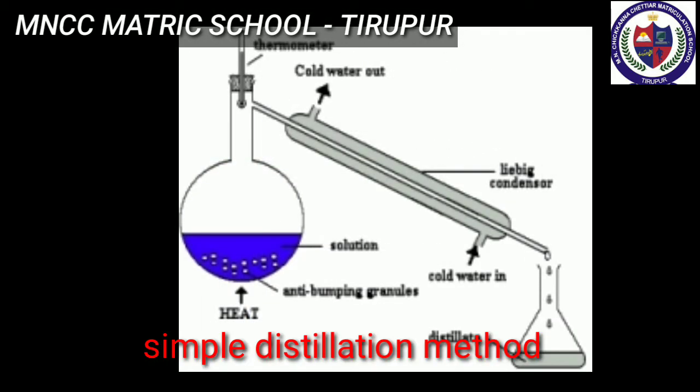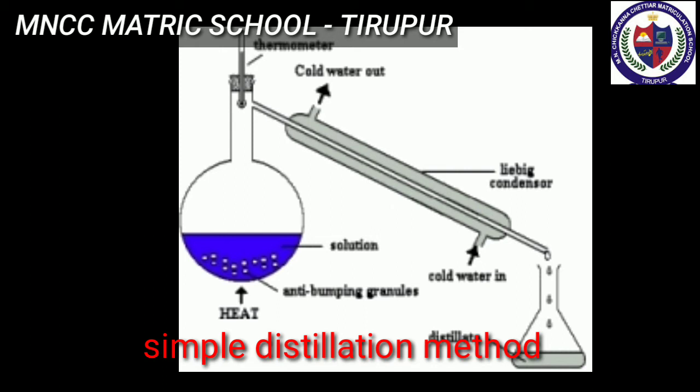Next, we move to simple distillation method. Distillation is a process of obtaining pure liquid from a solution. It is actually a combination of evaporation and condensation. That means distillation is equal to evaporation plus condensation.